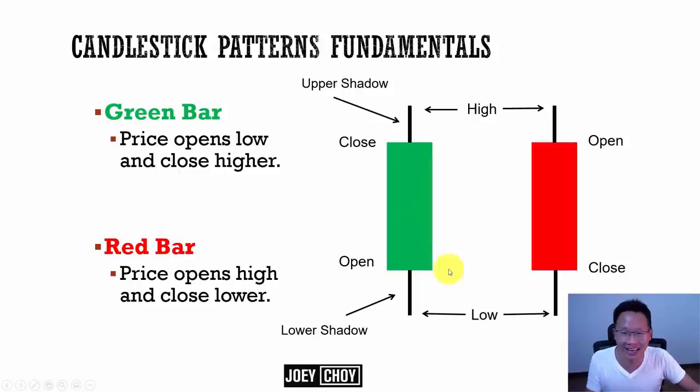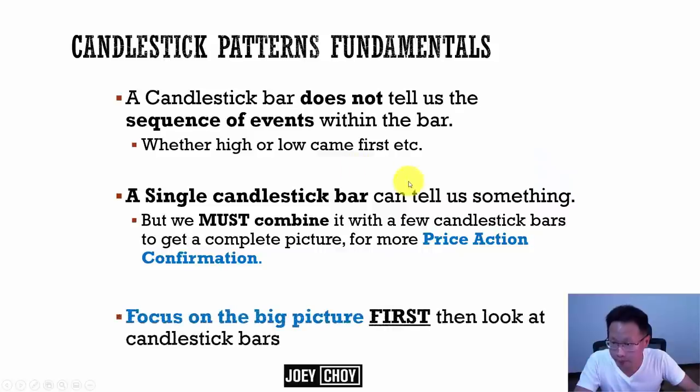We just know that at the end of the day, it closes at this price. That's it. We wouldn't know whether it came down first or went up first and then closed at this price. No, we wouldn't know. Of course, if you want to dig deeper into the time and sales, that's where you'll find out. But a candlestick bar just tells us basically these four data points, and it does not tell us the sequence. Okay, so focus on the big picture first, then we look at the candlestick bar.